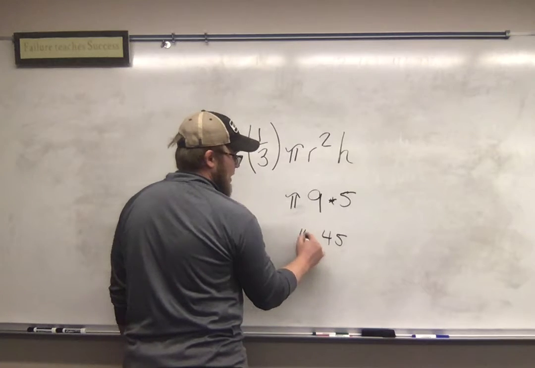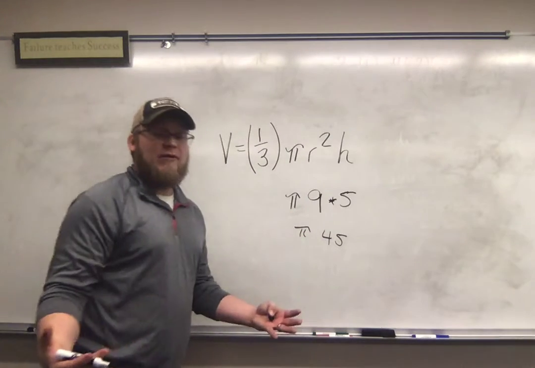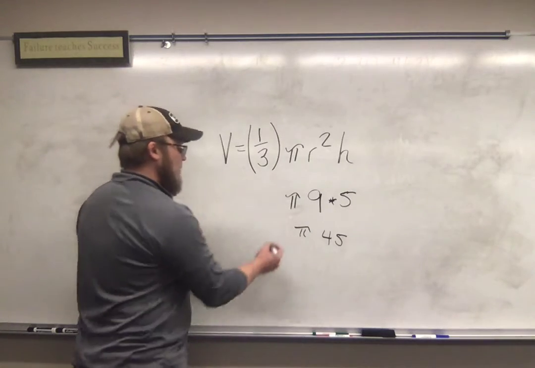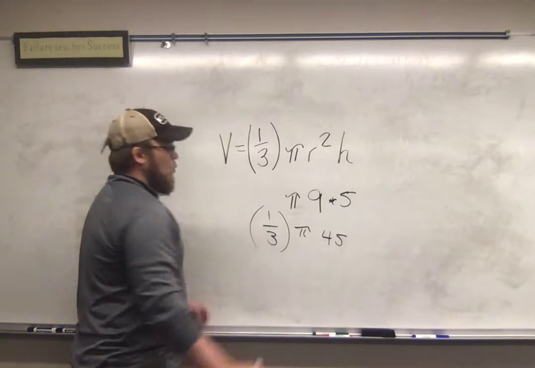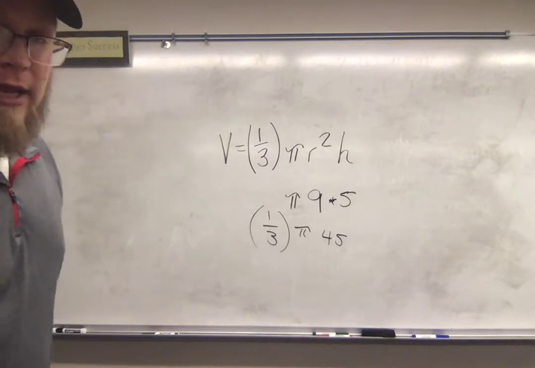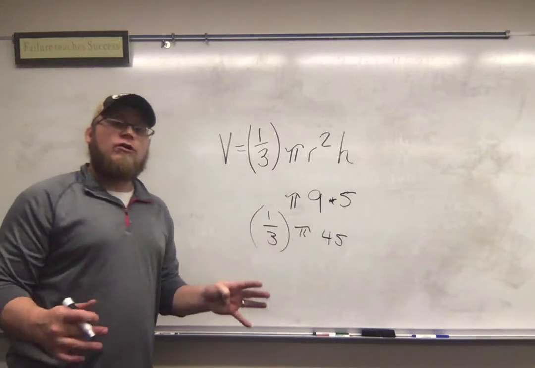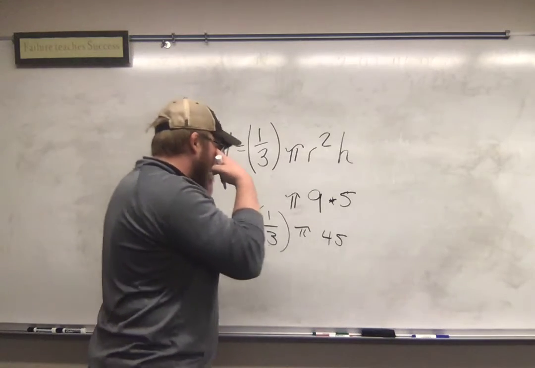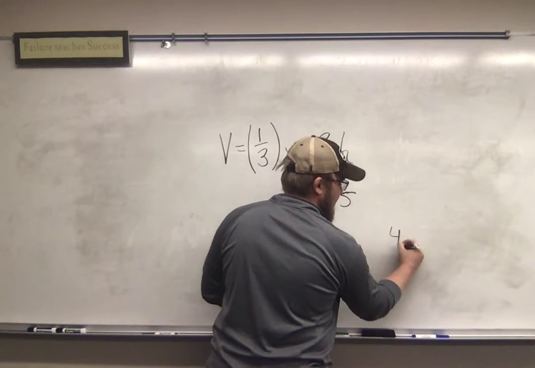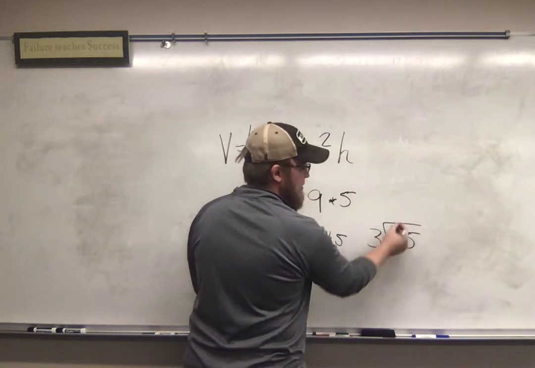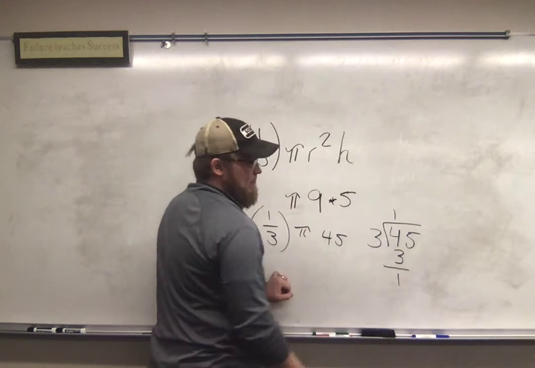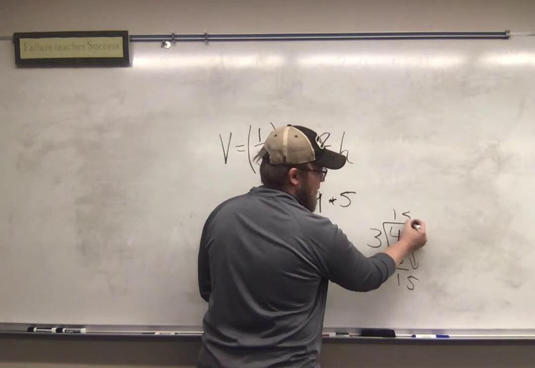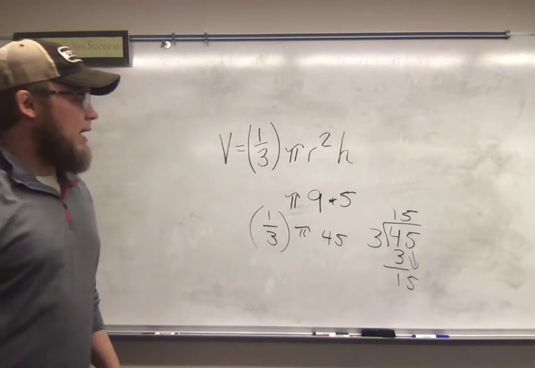And then remember, we just keep pi in there. It doesn't want us to multiply it. It wants us to leave pi alone. But we still have to multiply by this 1/3, and you can either multiply by 1/3 or divide by 3. It's the same exact thing. So I'm just going to divide by 3. 45 divided by 3 goes in 1 time. Don't forget to drop down the 5. It ends up being 15.